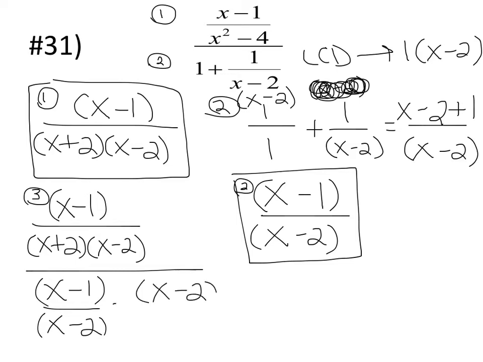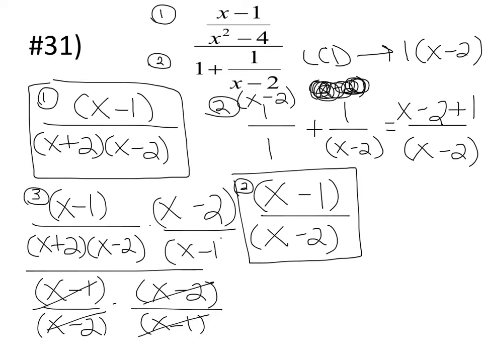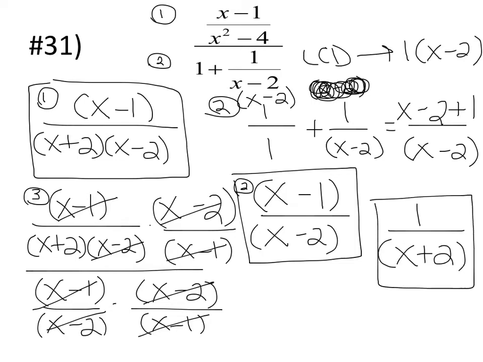Multiply by the reciprocal of the denominator. These cancel, these cancel. Whatever you do to the denominator, you must also do to the numerator. So you've got these x minus 1's cancel, these x minus 2's cancel, and so in the numerator you're just left with 1, and in the denominator you're just left with x plus 2. Okay?